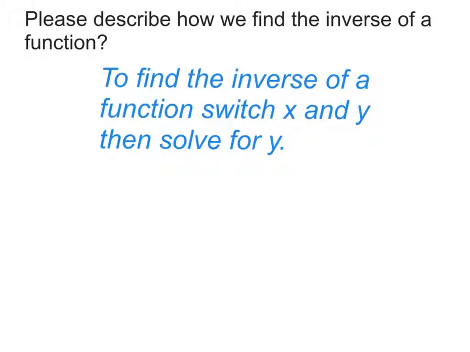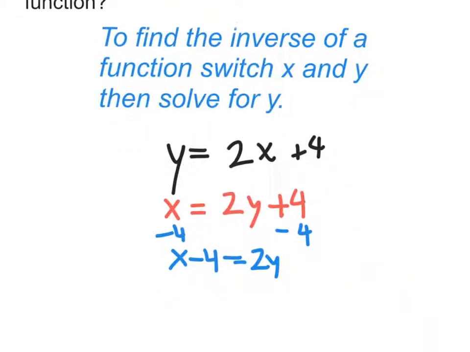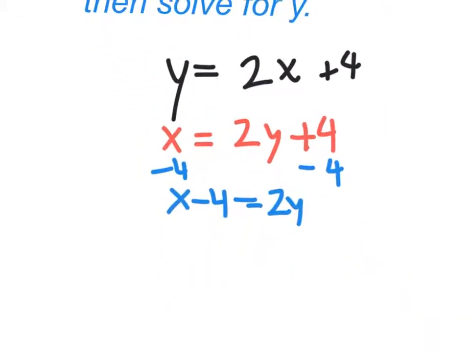It's that easy, right? So like if you had y equals 2x plus 4. You want to switch x and y, so you have an x here equals 2y plus 4, and then solve for y. Subtract 4, x minus 4 equals 2y. Now we still have the y not by itself, so we need to keep going here.